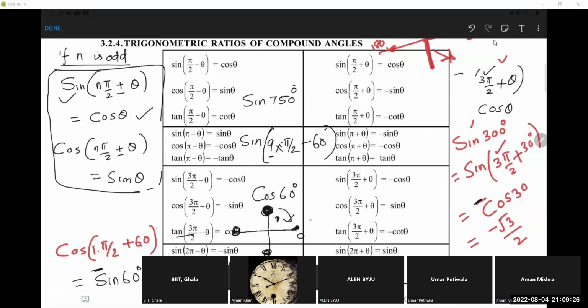In the first quadrant, all trigonometric ratios are positive. Therefore, this will be plus cos 60. And you know, plus cos 60 will be equal to 1 by 2. So, sine 750 value is equal to 1 by 2. Is it clear?